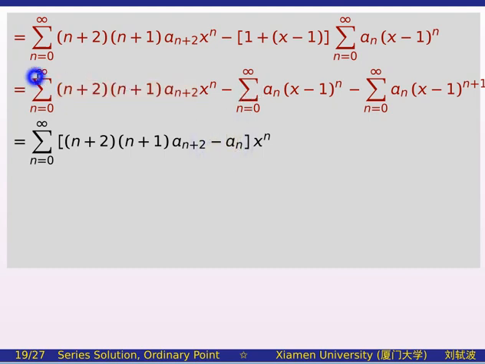That is, we combine these two summations. We combine these two power series. But as I emphasized several times, the x in the first summation is x minus 1, not x. Okay. So combining these two terms, we obtain the sum from n equal 0 to infinity of [(n plus 2)(n plus 1) a_(n plus 2) minus a_n], then this is (x minus 1) to the power n.